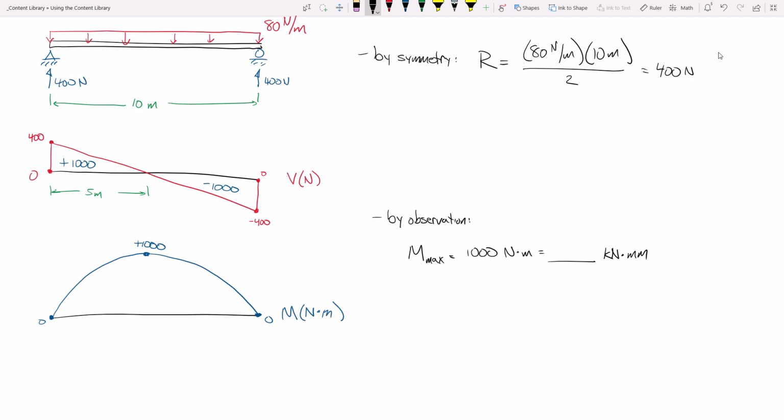What's the conversion rate between newton meters and kilonewton millimeters? It's 1:1. 1 Newton meter is 1 kilonewton millimeter, because you're multiplying one by 10 to the third and dividing the other by 10 to the third. So, they cancel each other out.